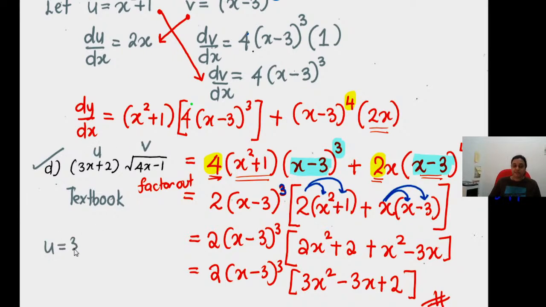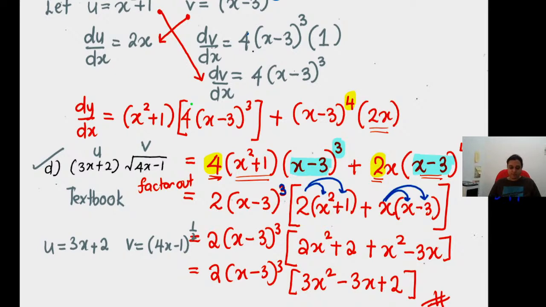Okay, your u, you have to write 3x plus 2. The v, since it's a square root, you have to change it to power 1 over 2. You have to change it, okay? Alright, so this one, teacher leaves it to y'all. Once you get the answer, just check in your textbook whether you got the correct answer or not. Okay, I'm going to go to the quotient rule, the next one. Okay, let's go to the quotient rule.